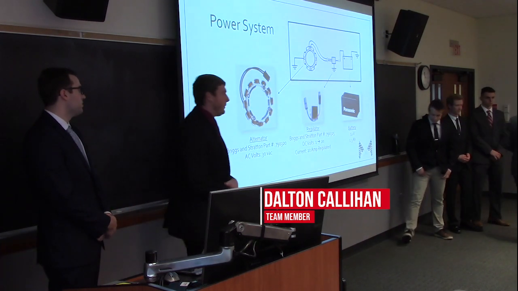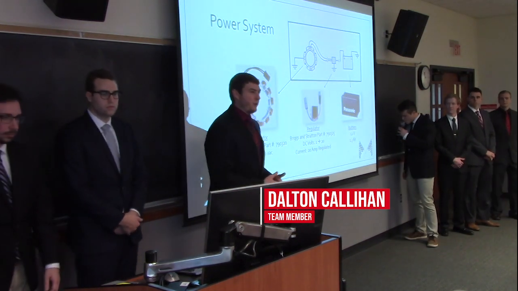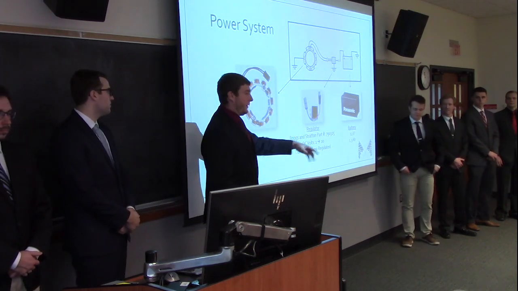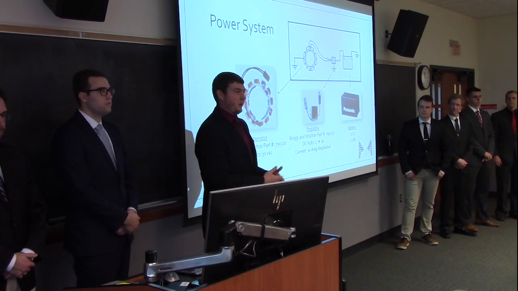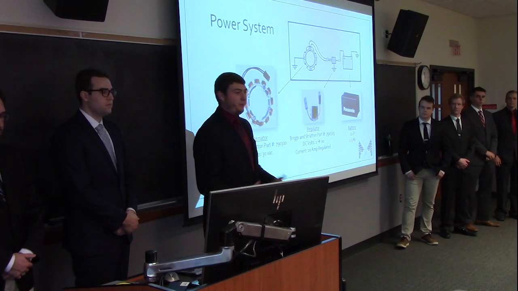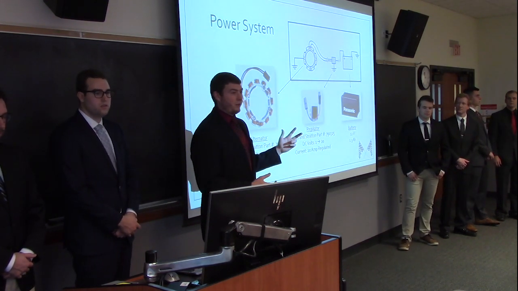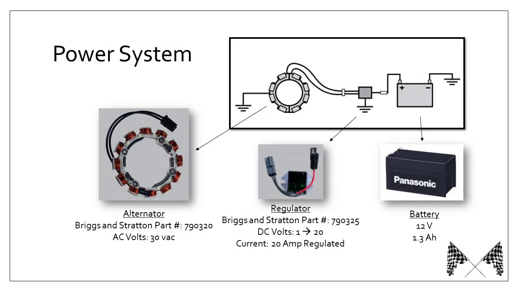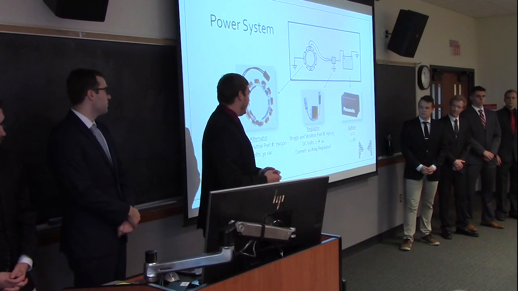Yeah, so I'm going to go over the power system. As you can see from the diagram up top, the power system for the car consists of 3 main components: the alternator, a regulator, and a battery. Now, as John mentioned, SAE has certain strict rules that you have to follow for your vehicle. So in those rules, there are only 3 options for an alternator, of which we selected the most powerful that will give us about 30 volts of AC voltage out of it. We then paired the appropriate regulator with it.